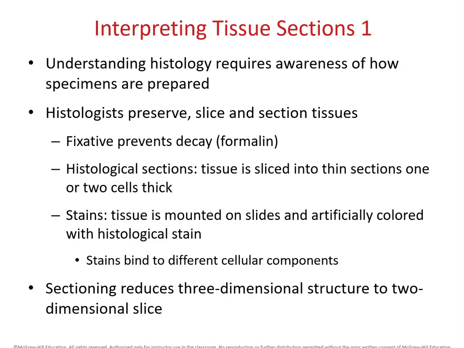Then we choose the stain that we want to add to the slides depending on what we're interested in seeing. We know that some cell components will look different colors or will take up stains differently. And so we choose the stains that we use based on what we're hoping to observe. It's important to remember that these slices, these slides that we look at, are always a 2-dimensional representation of a 3-dimensional structure.